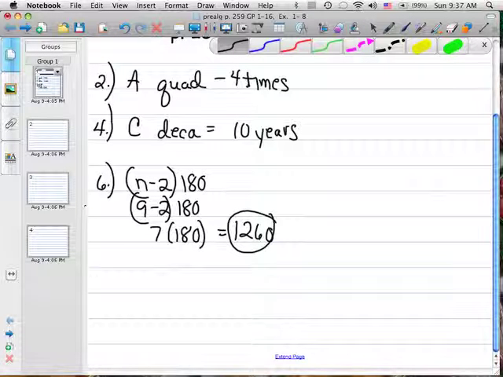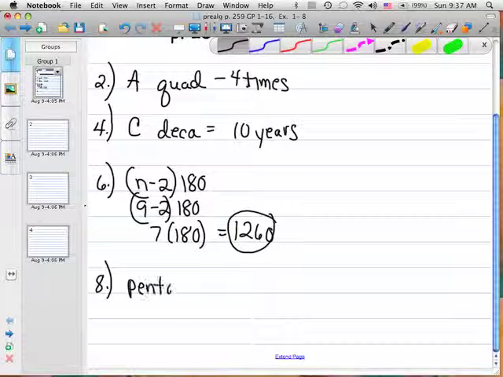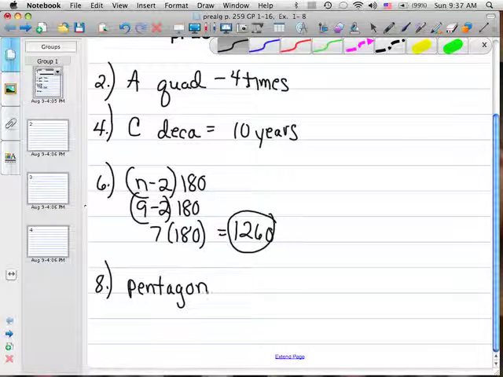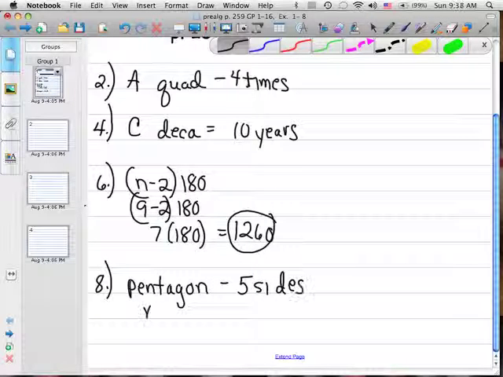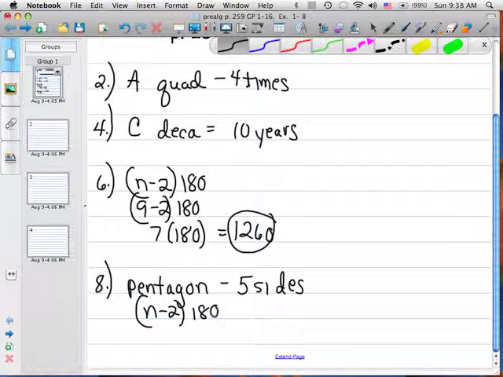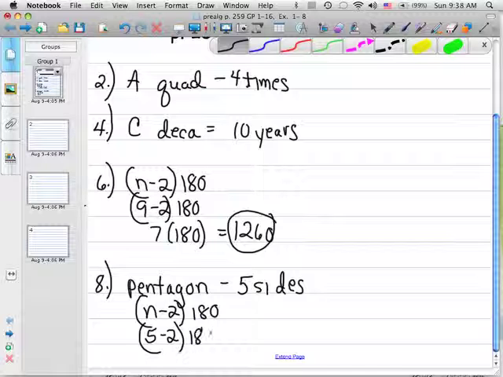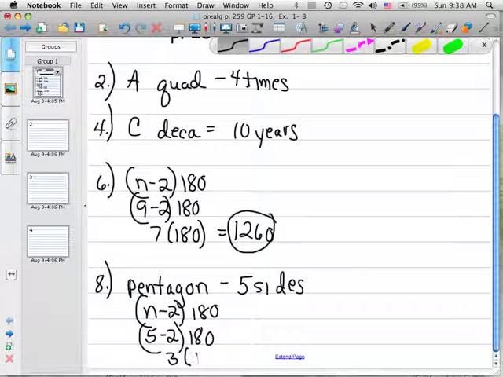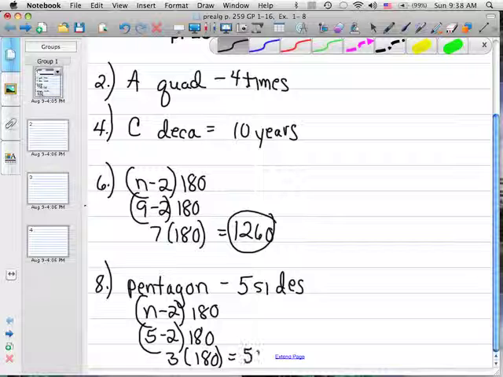Problems 8 through 10, find the sum of the measures of the angles of each type of polygon. So number 8, we have a pentagon. A pentagon has 5 sides. So we use the formula, n minus 2, the number of sides, take away 2, gives us how many triangles we have. So 5 minus 2 is 3, and 3 times 180 is going to be 540 degrees.